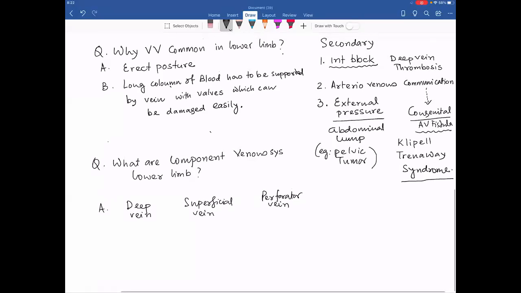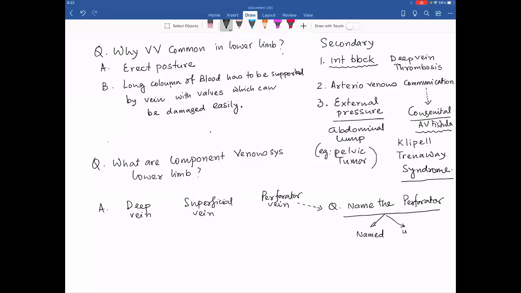Then the examiner can ask you, name the perforator. We have discussed it in the last class. We will not be discussing it today. By the way, when I talk about perforators, it is better to mention that perforators are of two types: named perforators and unnamed perforators.